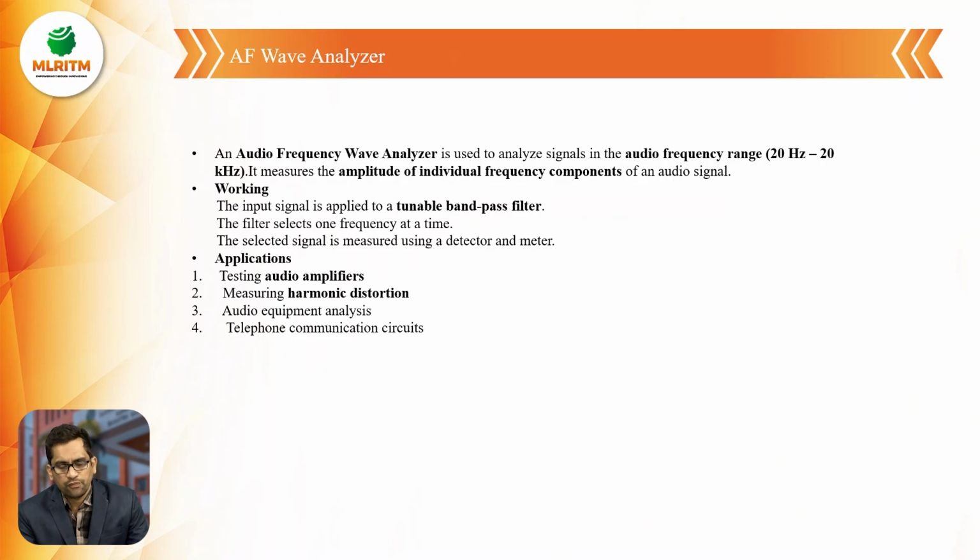First one is the AF wave analyzer. What is an AF wave analyzer? The name itself shows that AF wave analyzers analyze the signals in the frequency range of 20 Hz to 20 kHz. The working principle of these AF wave analyzers is mainly based on a tunable bandpass filter. These tunable bandpass filters select one frequency at a time and reject all other frequency components. The selected signal is passed through the detector and meter.